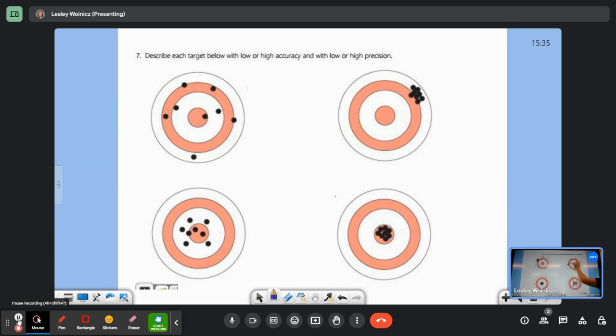Low precision? Not bad. Okay, what about this one? Higher accuracy and lower precision, because they're getting closer to the center of the target, but they're not that close to each other. Okay, what about this? Low accuracy and high precision. Correct. High on both. Both high. Good. All right, that's the end.